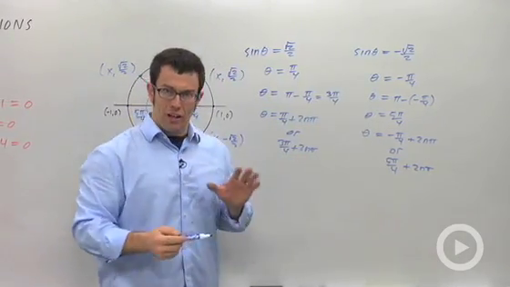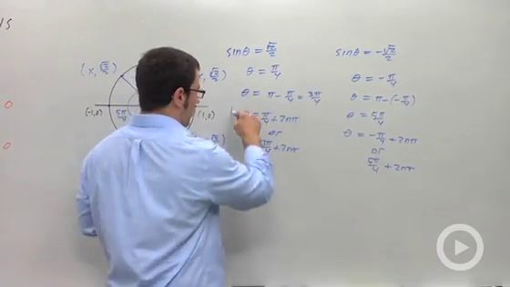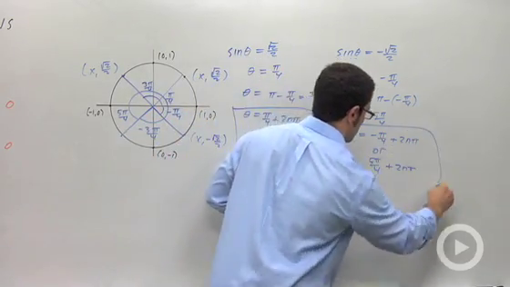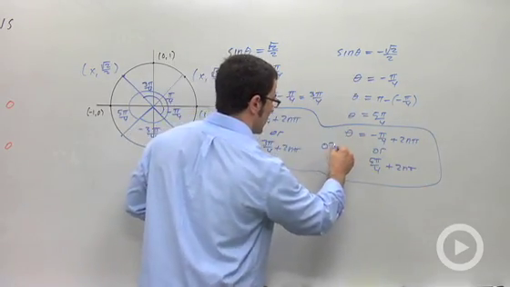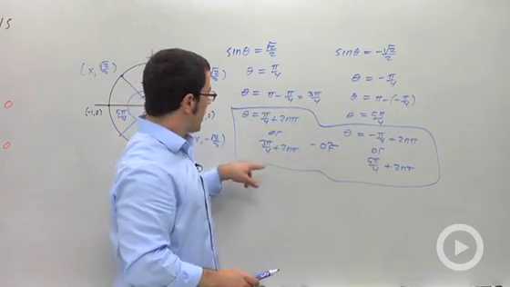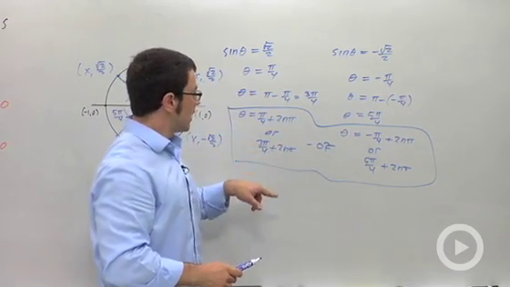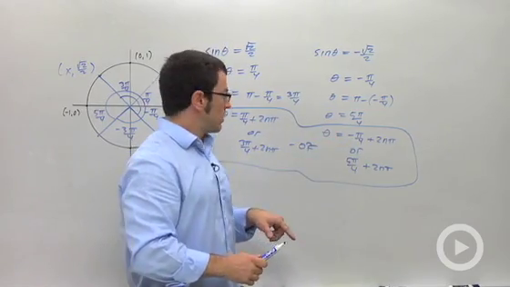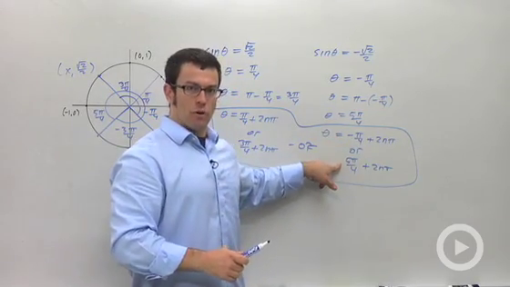So remember, when you're giving your final answer, all of these are solutions. You want to put a big "or" in between. All of these are possibilities. You could have pi over 4 plus 2n pi, 3 pi over 4 plus 2n pi, minus pi over 4 plus 2n pi, or 5 pi over 4 plus 2n pi.